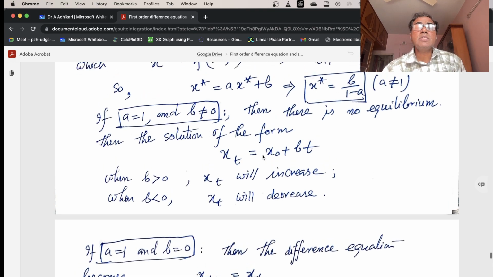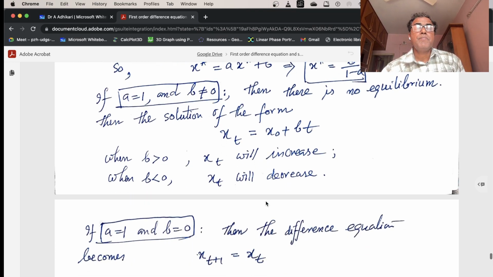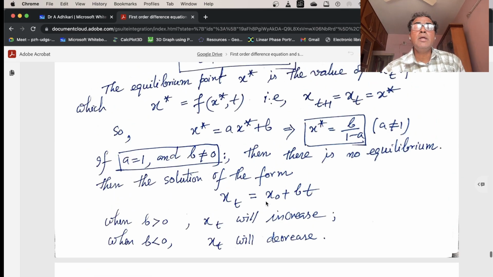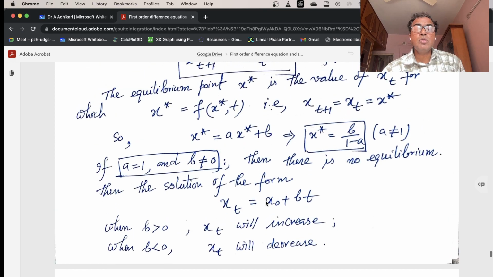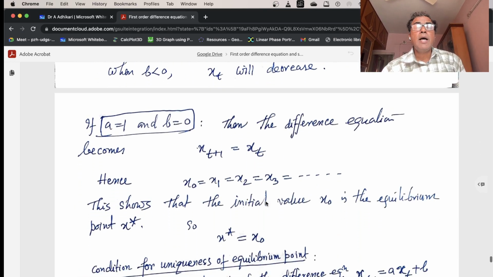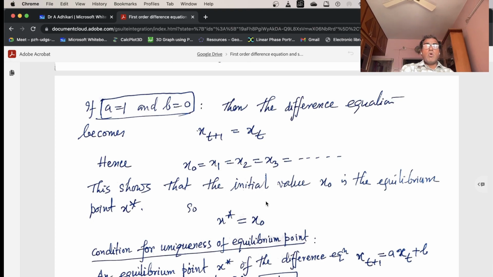And the solution is of the form x_t equal to x0 plus bt. When b greater than 0, x_t will increase, and when b less than 0, x_t will decrease. If a equal to 1 and b equal to 0, then the difference equation becomes x_{t+1} equal to x_t, and this x_t equal to x_{t-1}, and so on.